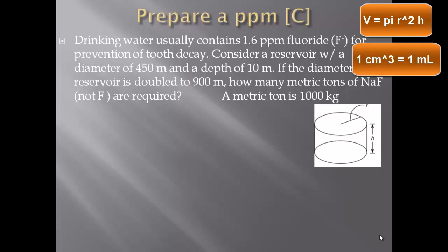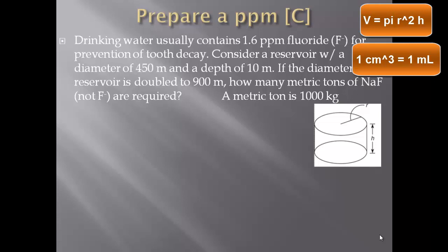First, we have to manipulate the information they gave us about the reservoir and find out the volume, because the volume will give us meters cubed. We can convert that to milliliters with that conversion I just gave you. If we can do that, then it's really simple from there. Well, there's a couple more steps, but let's start. All right, so the volume is equal to pi r squared h.